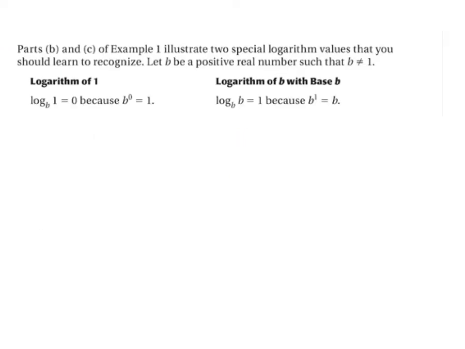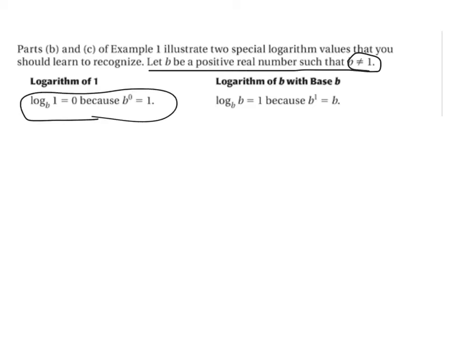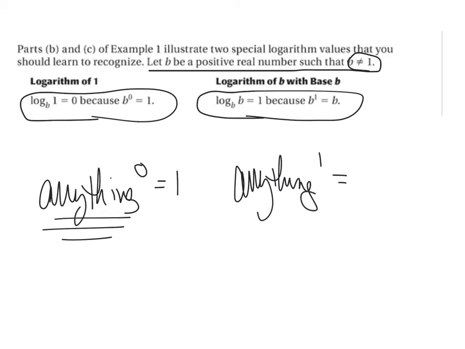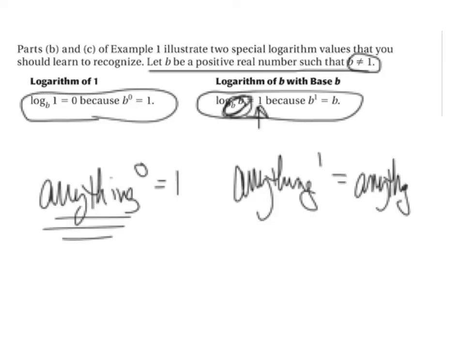If you look at parts B and C of example 1, they illustrate 2 special logarithm values that you should learn to recognize. Let b be a positive real number such that b is not equal to 1. Right here, the logarithm of 1. The logarithm base b of 1 equals 0 because anything to the 0 power equals 1, anything at all. And then the logarithm of b with base b. Log base b of b equals 1 because anything raised to the first power equals the same thing. Okay, so when these two match, my answer holds.